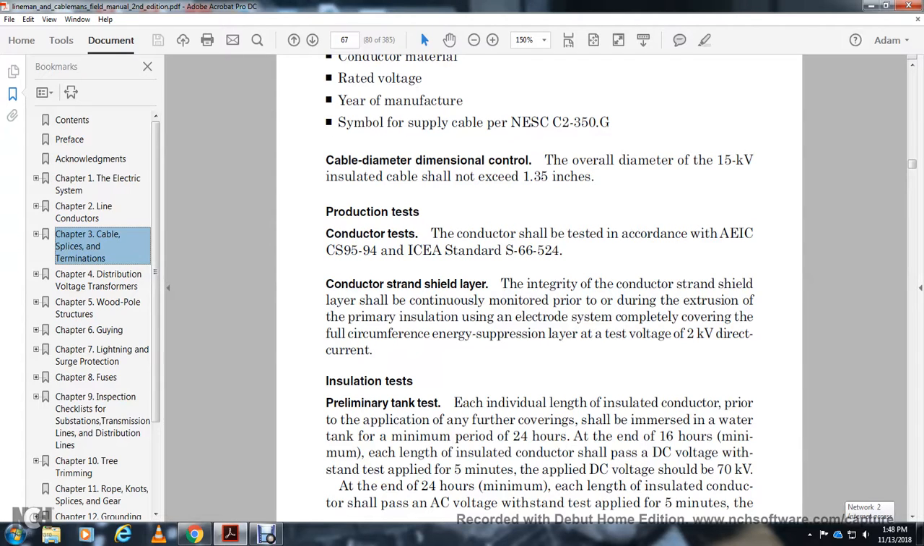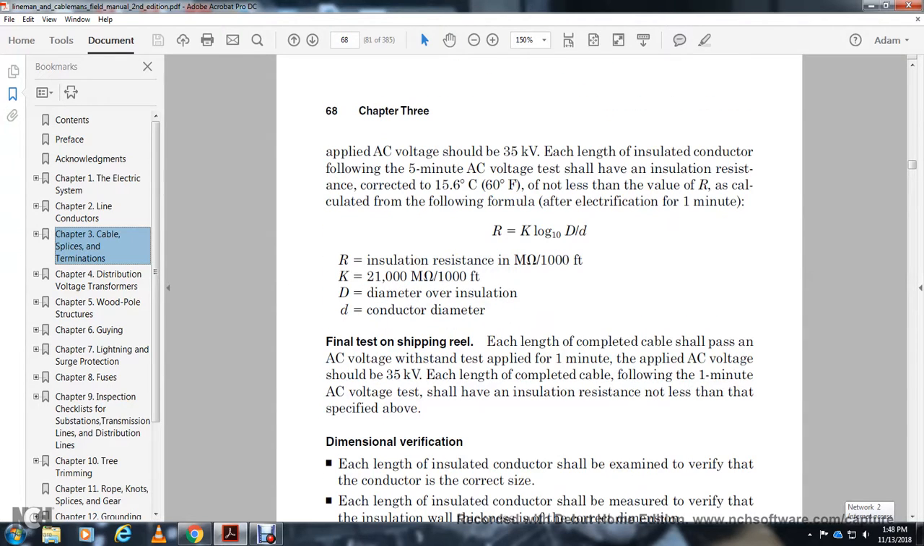At the end of 24 hours minimum, each length of the insulated conductor shall pass an AC voltage withstand test applied for 5 minutes. The applied AC voltage should be 35 kilovolts.